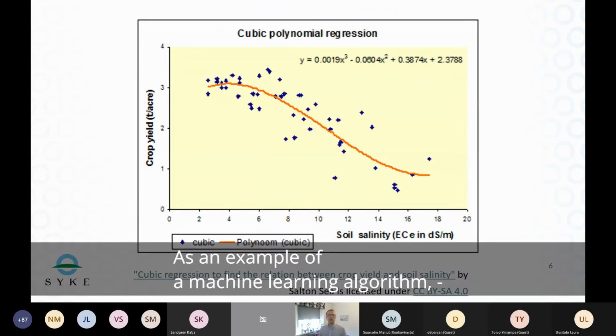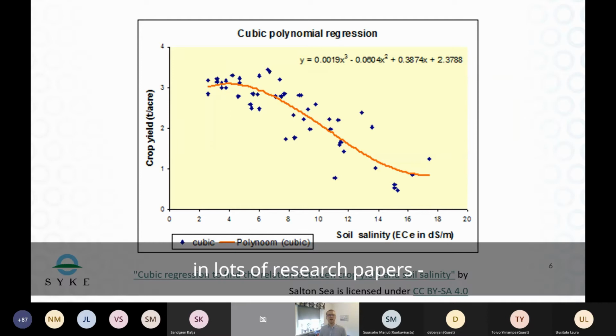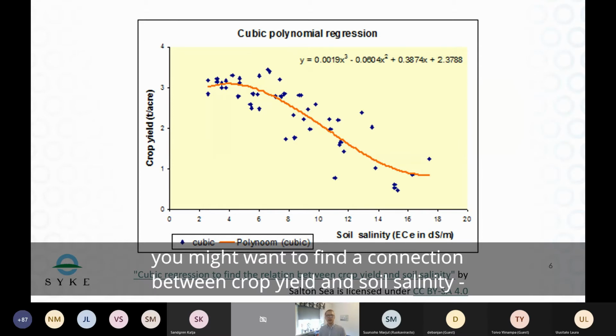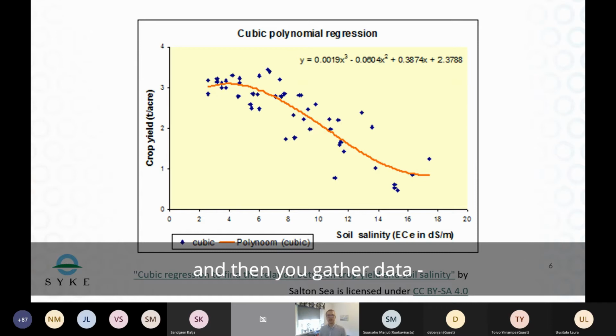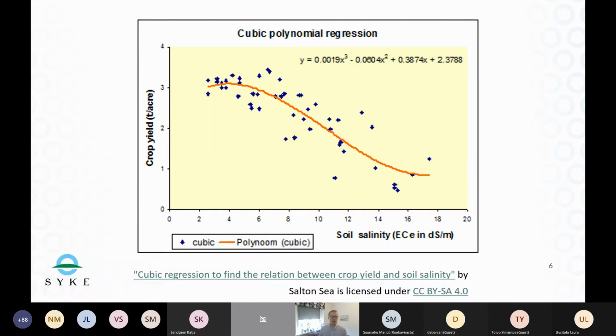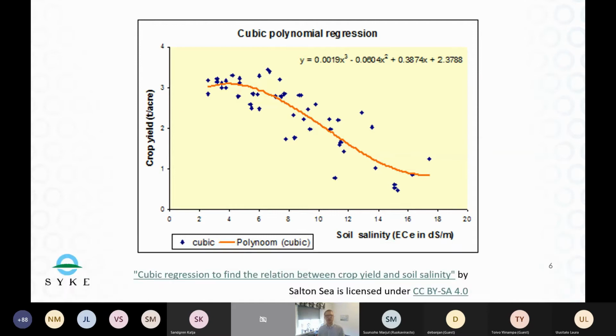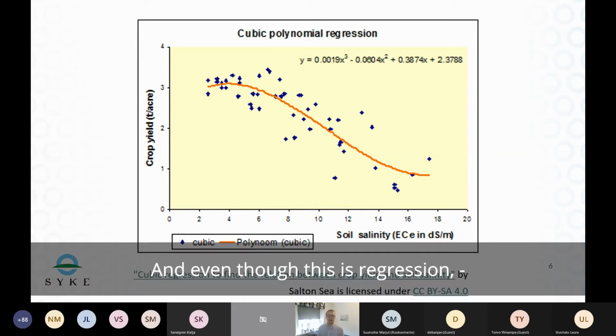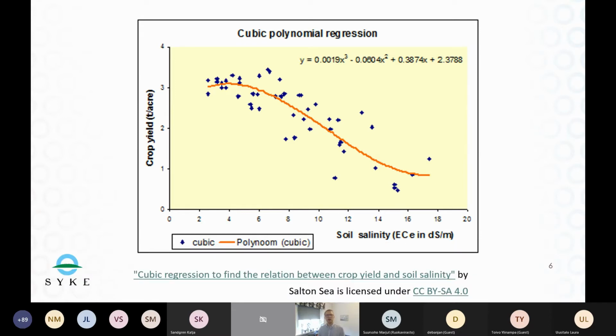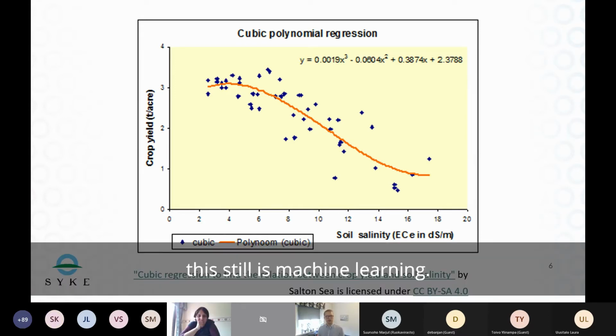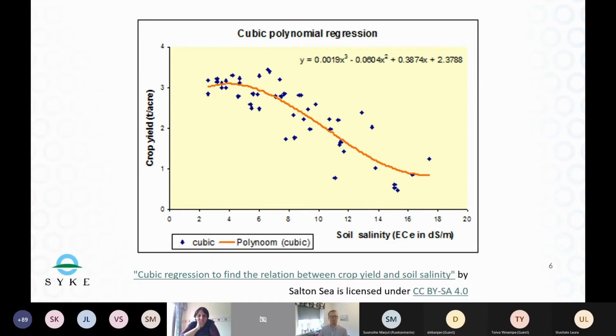Then, as an example of a machine learning algorithm, in lots of research papers you might want, for instance, to find a connection between crop yield and soil salinity, and then you gather data and then you find some sort of mean value representing the crop yield as a function of soil salinity. And even though this is regression, this still is machine learning.